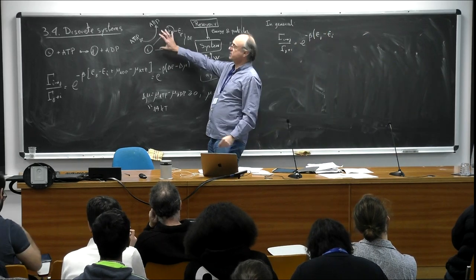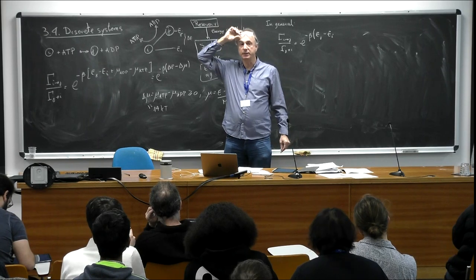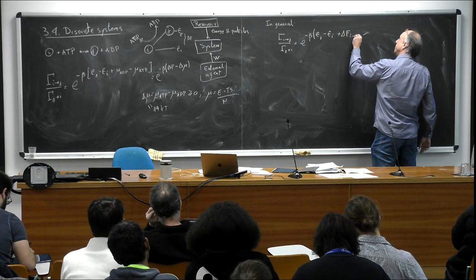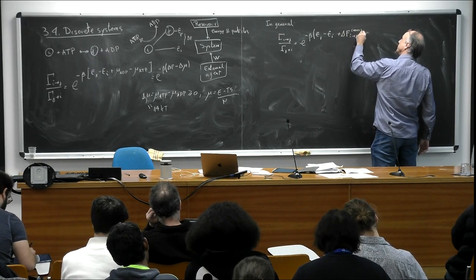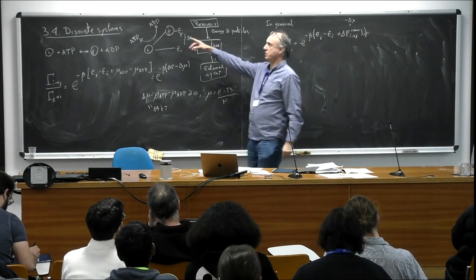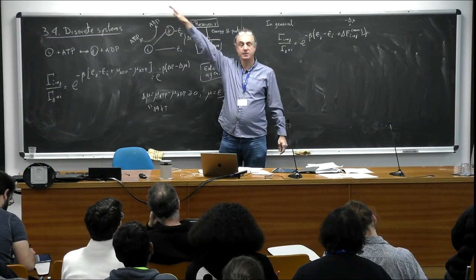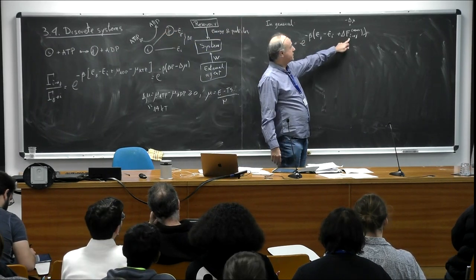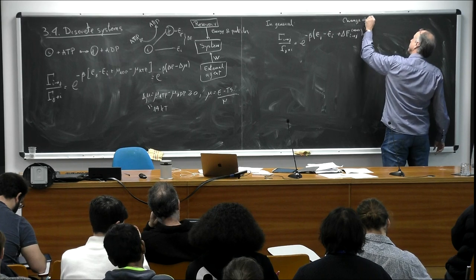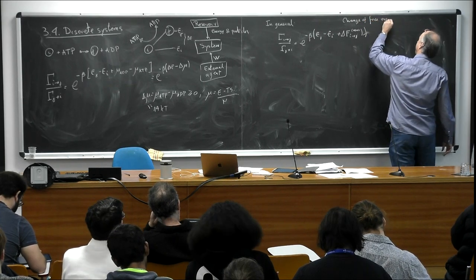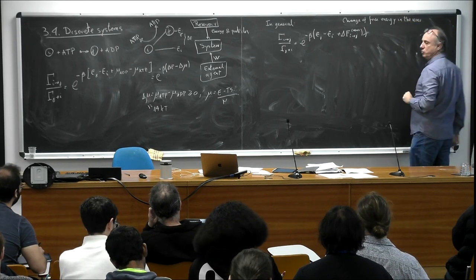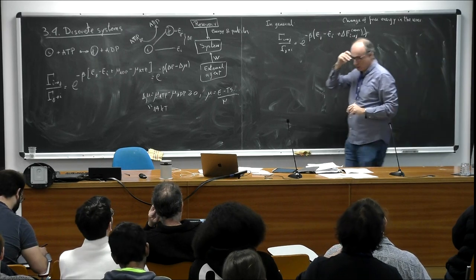This quantity is the change of free energy in the environment, in this case the chemostats, due to this jump. This is minus delta mu in this case. This delta F has the correct sign that somebody asked me about. This is the change of free energy in the environment, due to this transition I to J.